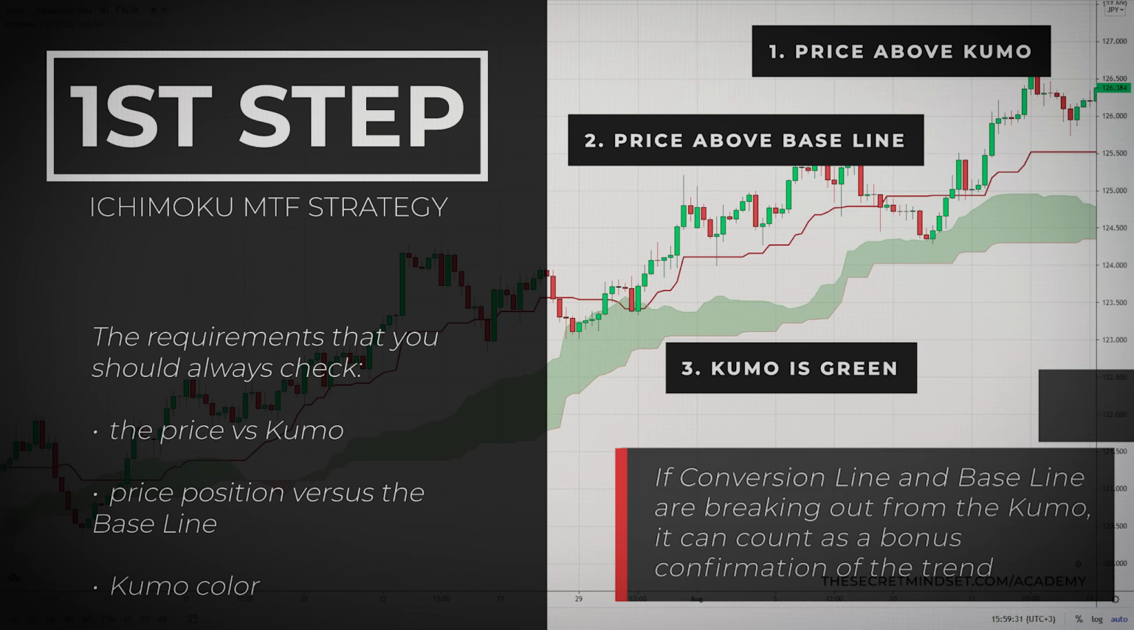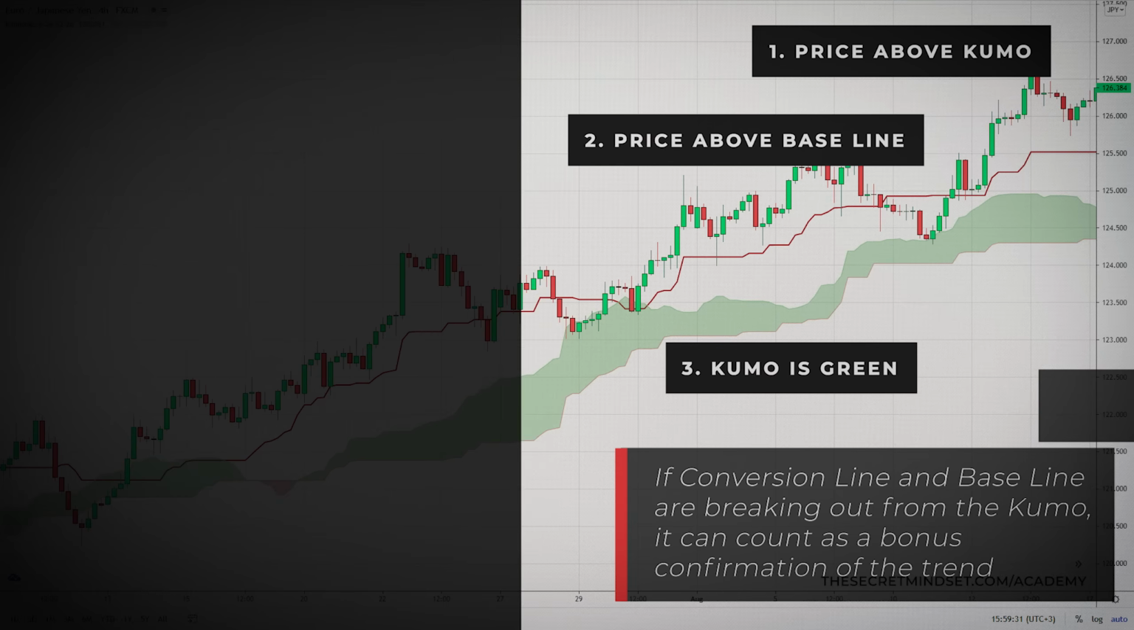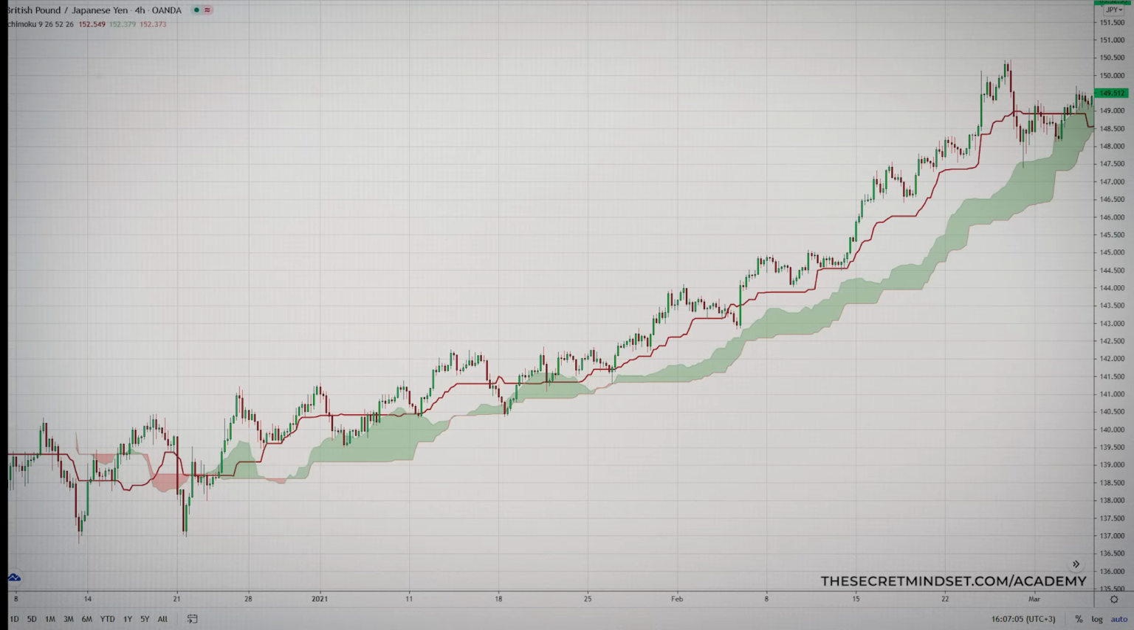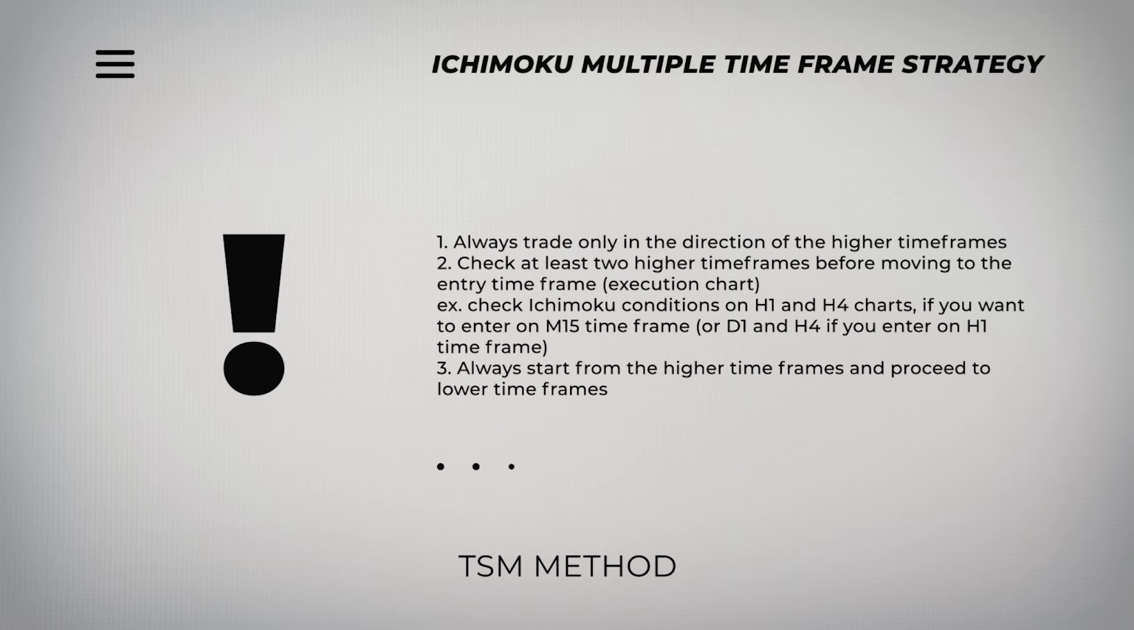If you find that, for example, the conversion line and baseline are breaking out from the Kumo too, it can count as a bonus confirmation of the trend. The premise of this strategy is that you should always trade only in the direction of the higher time frames. I would advise to check at least 2 higher time frames.